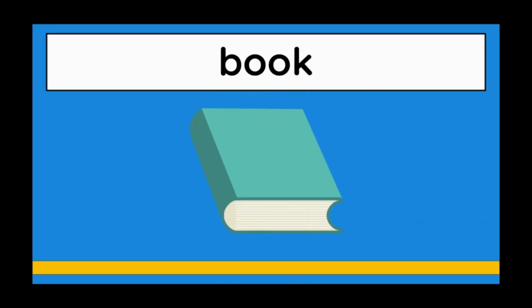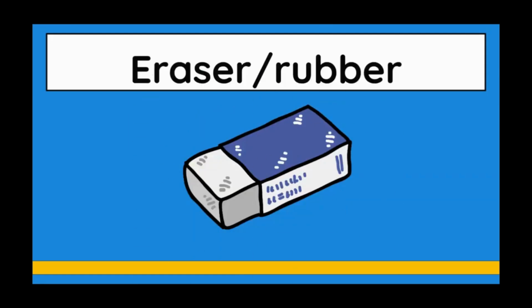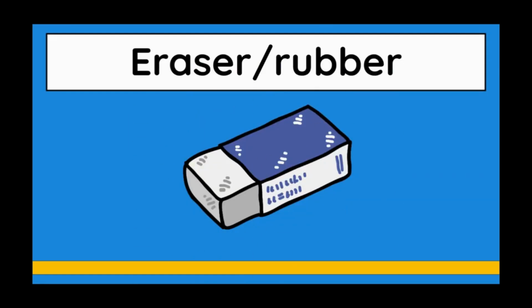This is a book. We use books to learn. We use books to digest information so that we can understand our subject better. This is an eraser, or as it's called in other parts of the world, a rubber. It gets rid of information we don't want on the page. If we write in pencil, we can use an eraser to get rid of information and write something else.